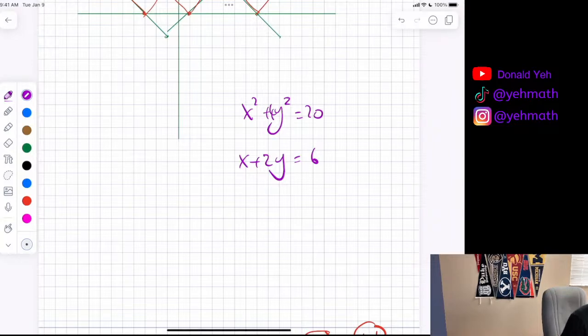Okay, so for me, I'm gonna use substitution, and the way I kind of tell people is I always find the single variables.